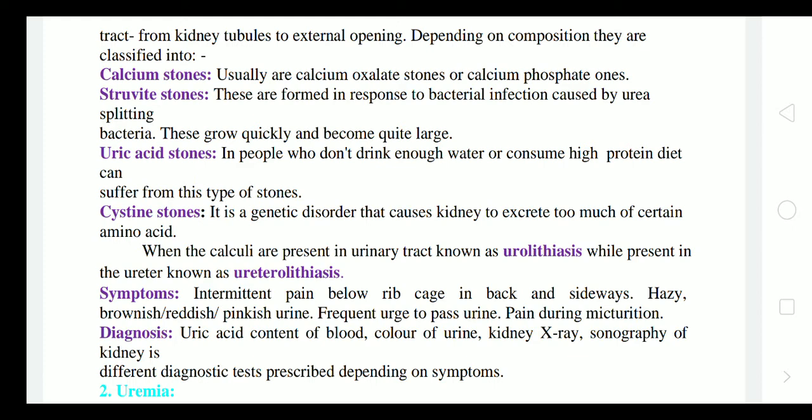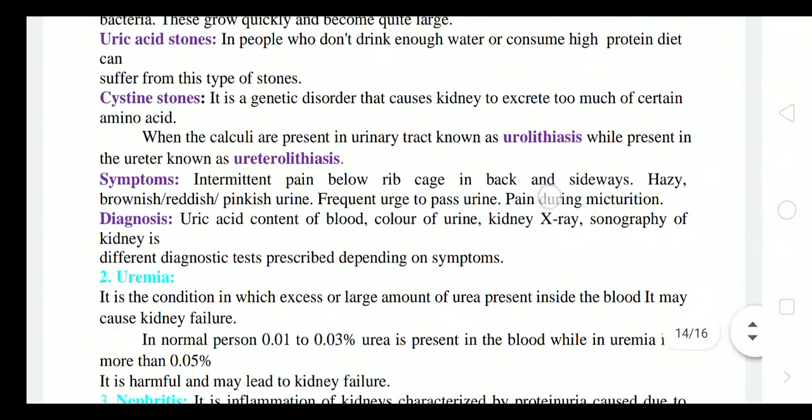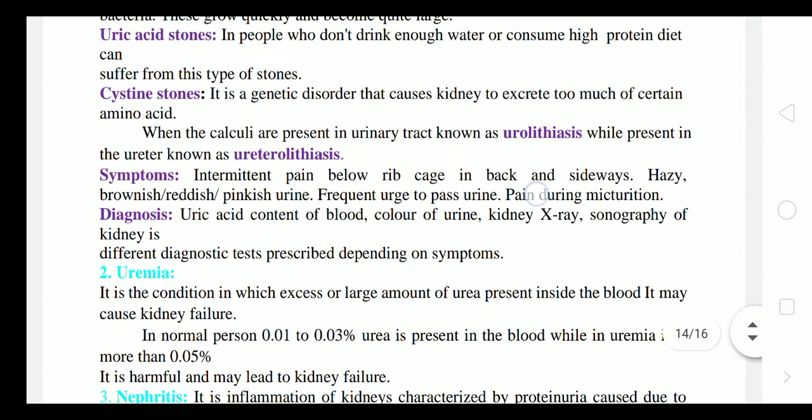Uric acid stones: people who don't drink enough water and consume a high protein diet can suffer from this type of stone, because a high protein diet produces a high amount of nitrogen, more nitrogen waste in the body. That's why a greater amount of urea is formed in their body. So because of the small amount of water they drink, stones of uric acid are formed.